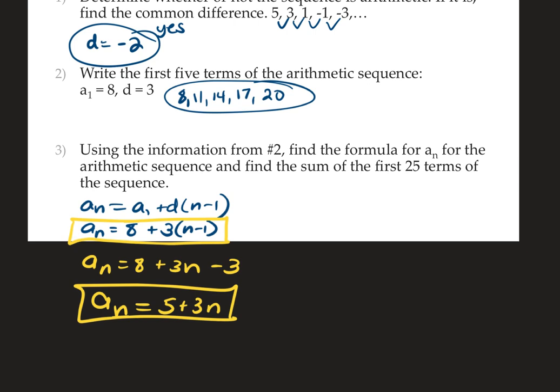Then it says find the sum of the first 25 terms of the sequence. So the second formula for this section was the sum, or the partial sum of an arithmetic sequence, which is n over 2 times first plus last.